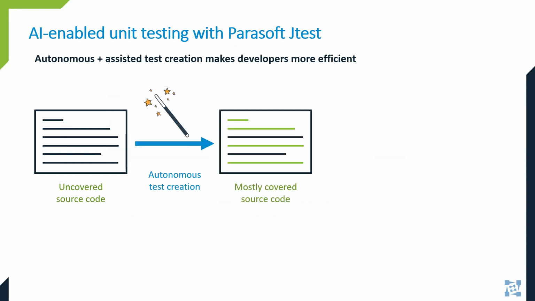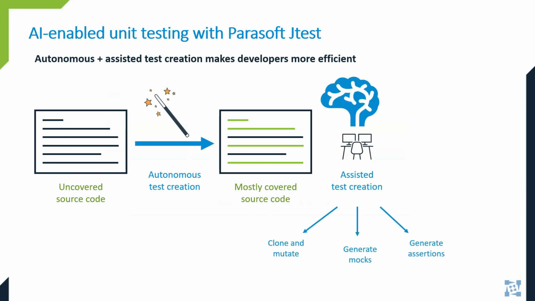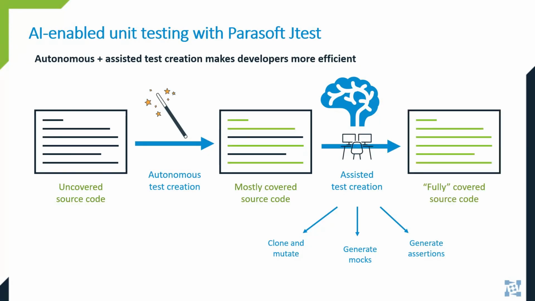From there, developers can use our AI assisted test creation workflows to analyze the mostly covered code and the associated unit tests, and then are provided back AI generated recommendations on how to augment their test cases to drive better code and set regression controls to better isolate the code under test.